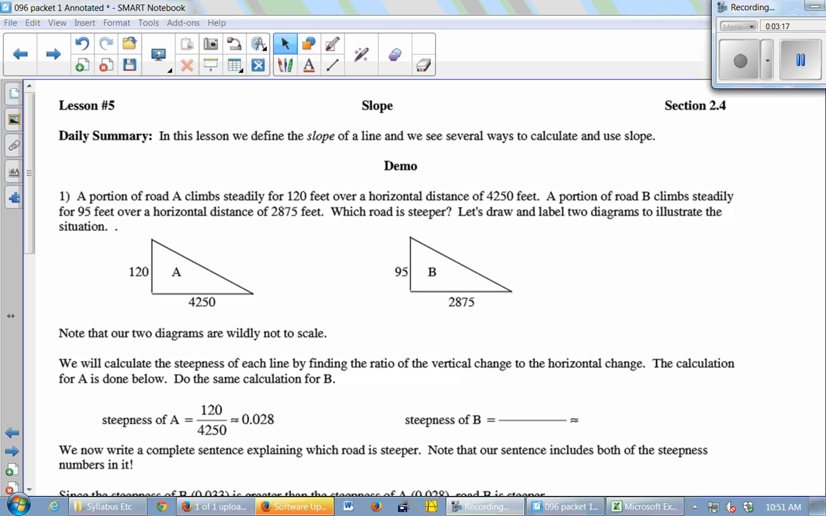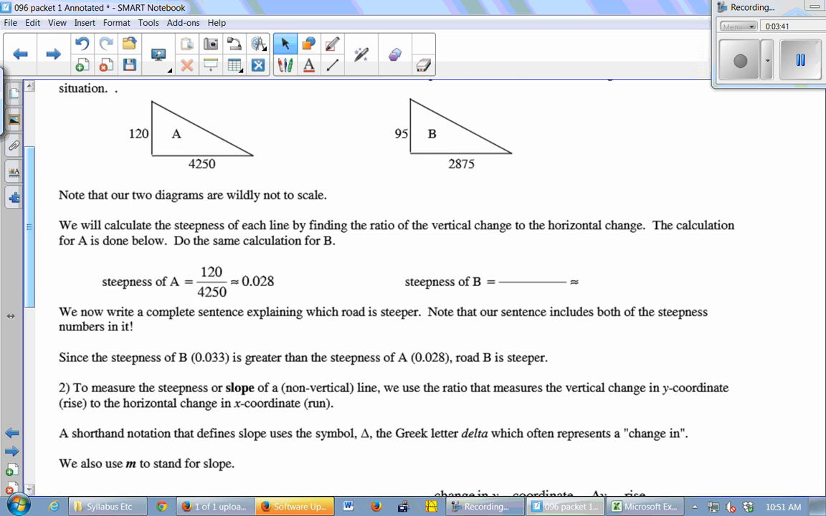Note that those 2 diagrams are wildly not to scale. I have 120 looking almost the same as 4,250, so they're completely not to scale. But they demonstrate what's happening. There's a horizontal distance and a vertical distance that this road changed by. We're going to calculate the steepness of each of those lines. A greater vertical change over a smaller horizontal change creates a steeper road.